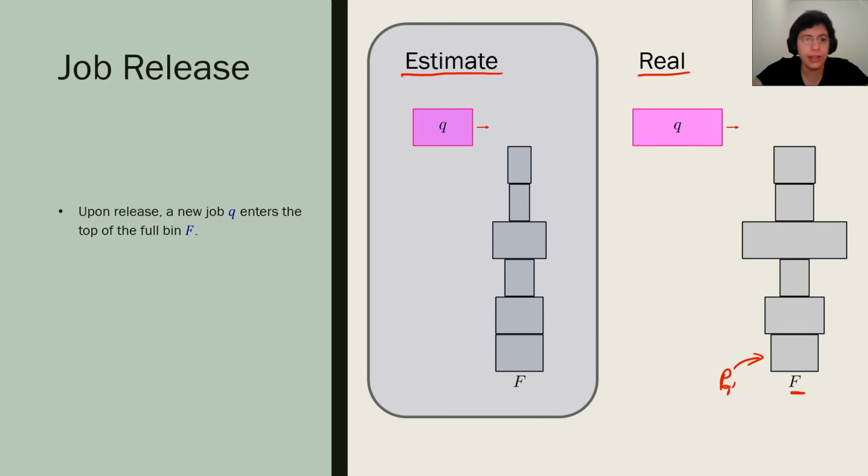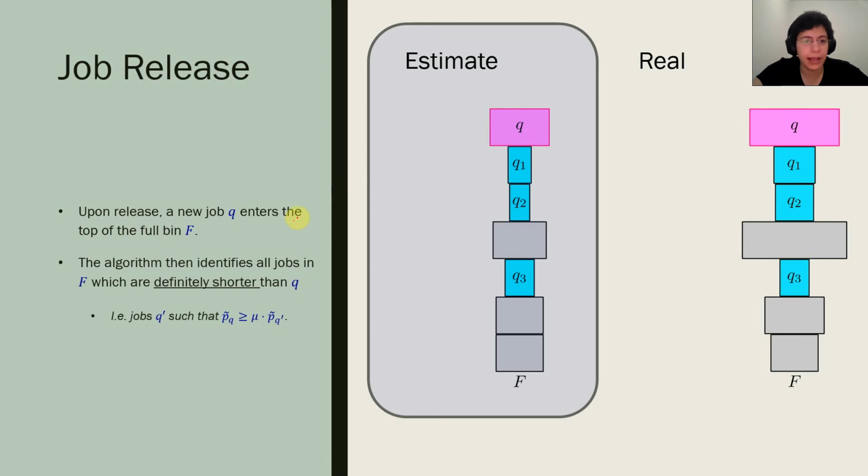So upon release, a new job Q enters the top of the full bin F. Then the algorithm identifies all the jobs in F which are definitely shorter than Q. What's definitely shorter? It means that the estimate for Q and the estimate for that job are separated by a factor of at least mu. This means that Q definitely has more volume than Q prime. And these are the jobs shown here in blue.